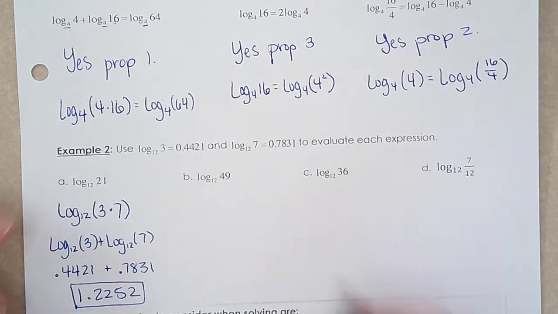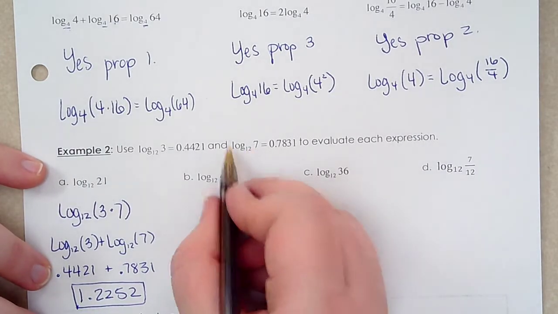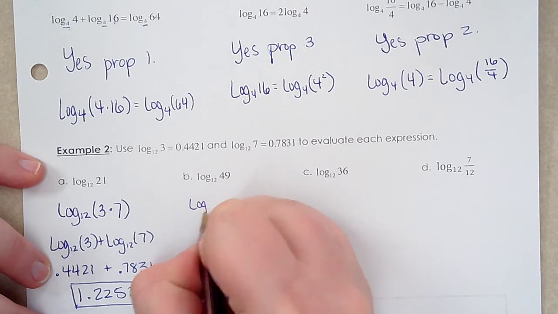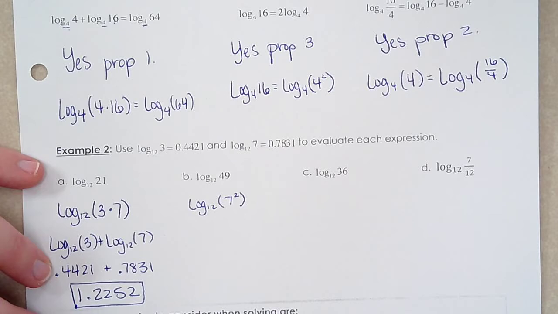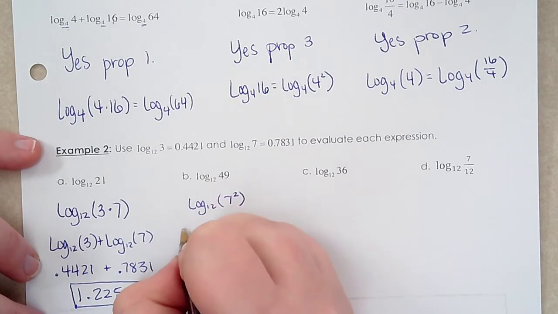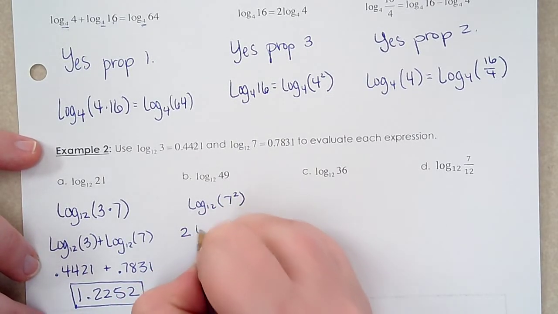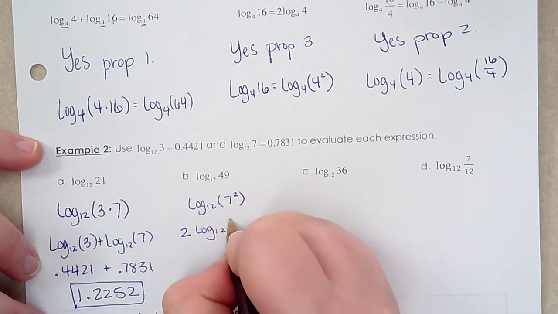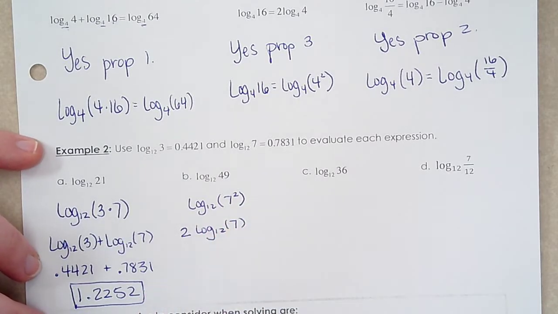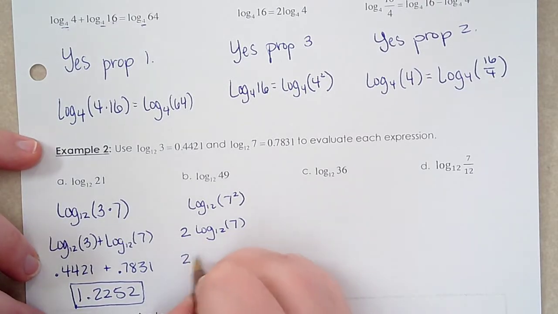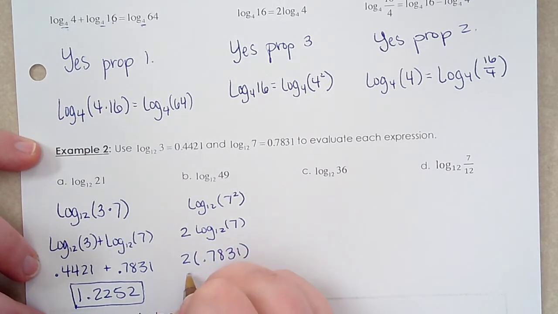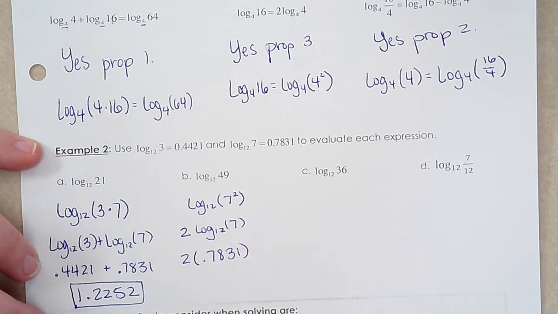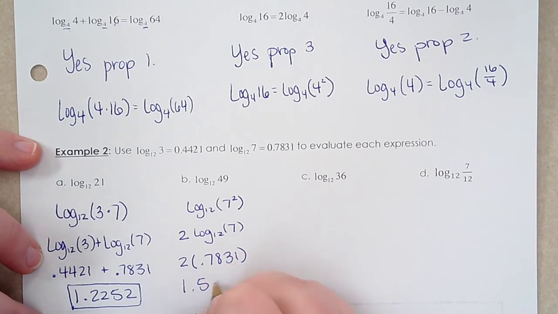Next one. How do I break this into something that has this in it? Well, log base 12 of 49 can be written as 7 squared. Remember, based on our third property, we can pull that 2 out to the front and have 2 times log base 12 of 7, again, which we know the number for. So it'd be 2 times 0.7831. And that's going to equal, when I throw it in my calculator over here, 1.5662.